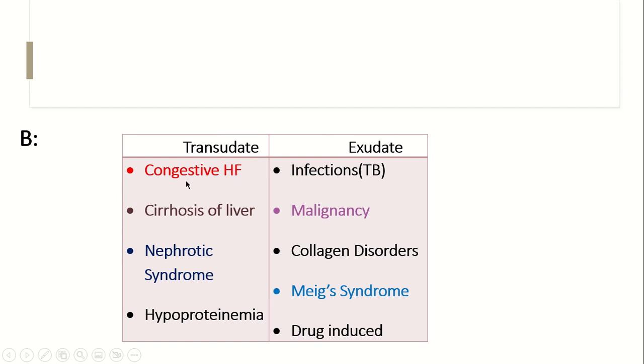So the question is about the causes. Causes of transudate are congestive heart failure or CCF, cirrhosis of liver, nephrotic syndrome, and hypoproteinemia or hypoalbuminemia. The causes of exudate are infections like TB, malignancy, collagen disorders like SLE, Meigs syndrome, and drug induced.